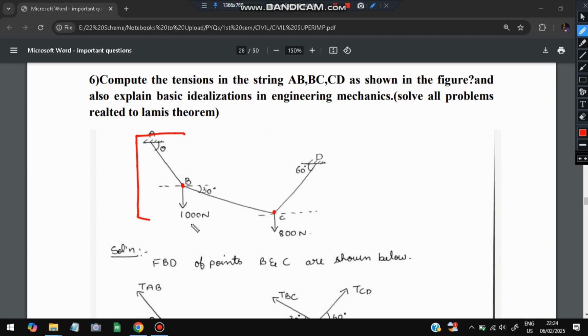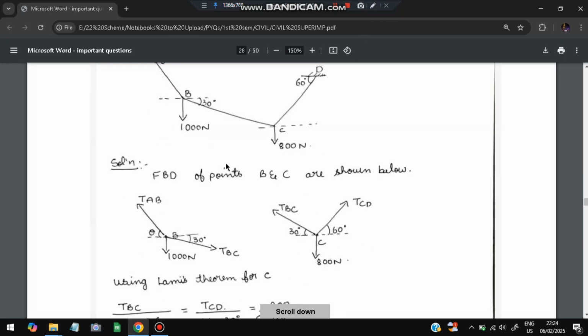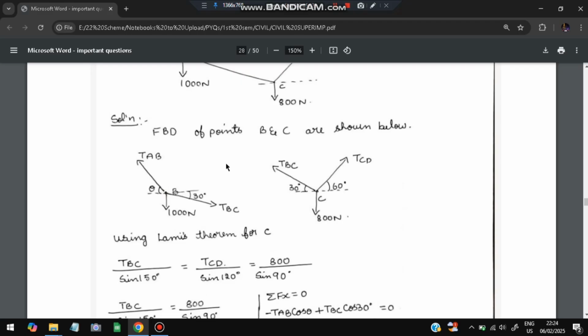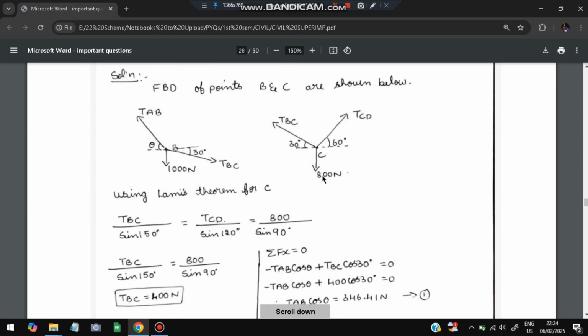This is taken as a separate diagram and this is taken as a separate diagram. Okay, so we'll be solving them. Now see, if we take this as a separate diagram, the free body diagram of B and the free body diagram of C. Okay, first let's start from C.